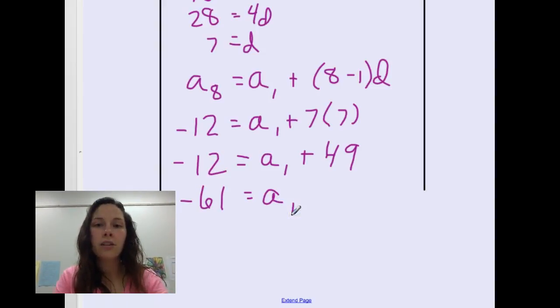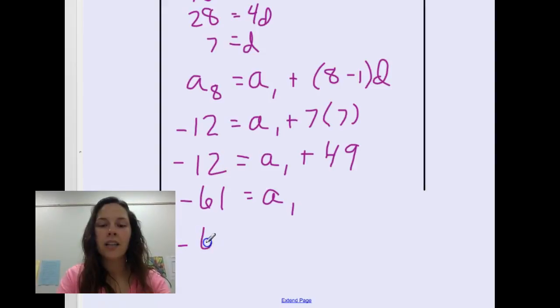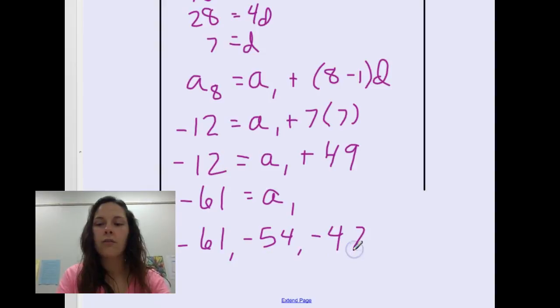And using the recursive formula, we're simply going to add 7 to each term to get the second and third terms. So -61 plus 7 is -54, and -54 plus 7 is -47. So those are the first 3 terms in our sequence.